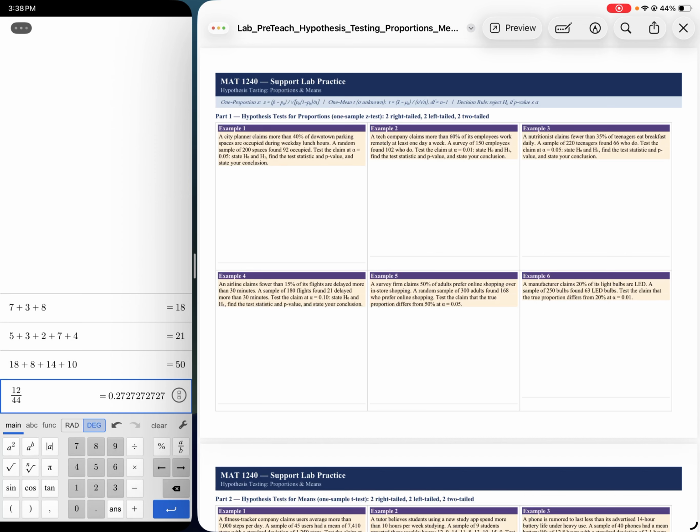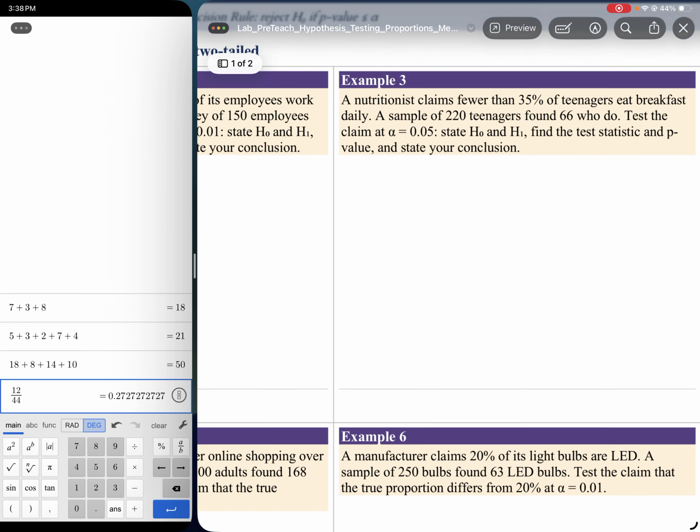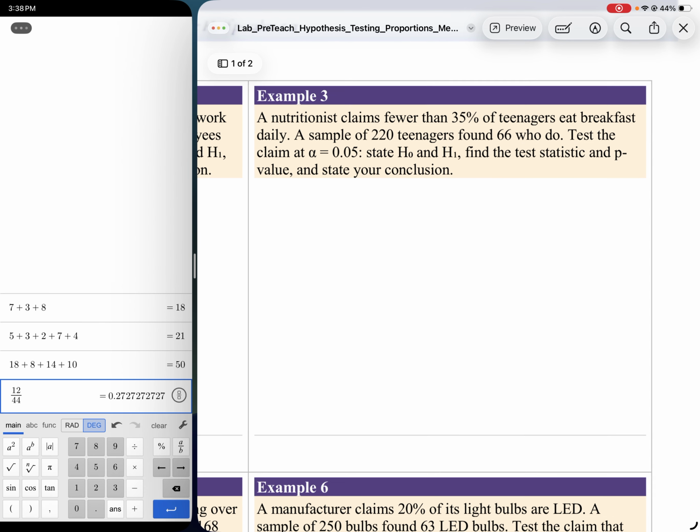I'm going to make 3 videos about hypothesis tests for proportions and then 3 for sample means. I'm going to do a right tail, a left tail, and a 2-tail test for both. So let's go ahead and jump in and do this for some sample and population proportions.